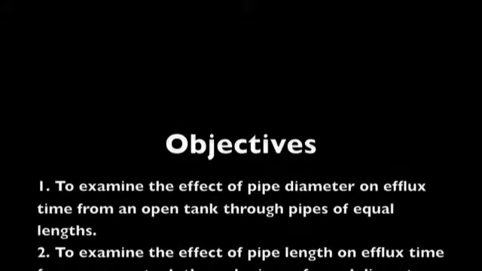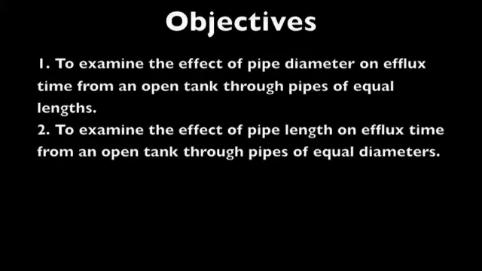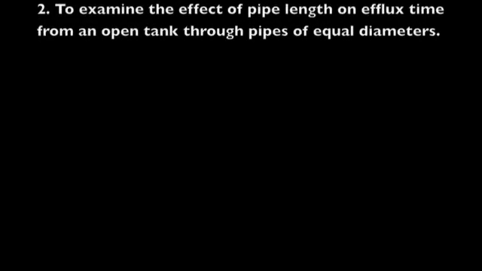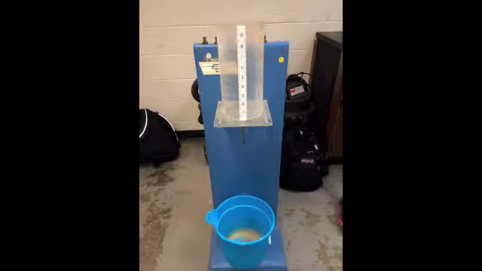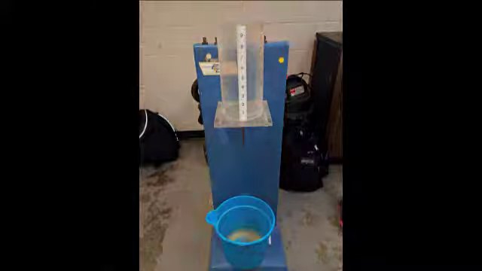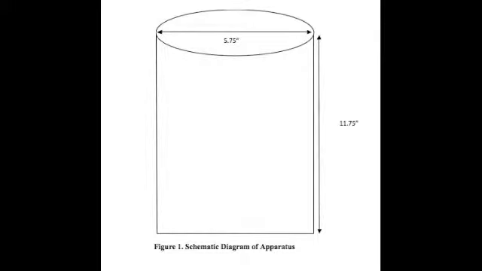The purpose of this laboratory experiment is to examine the effect of pipe size on efflux time from an open tank. First, the tank diameter and other relevant dimensions were measured. A schematic diagram can be seen in Figure 1.